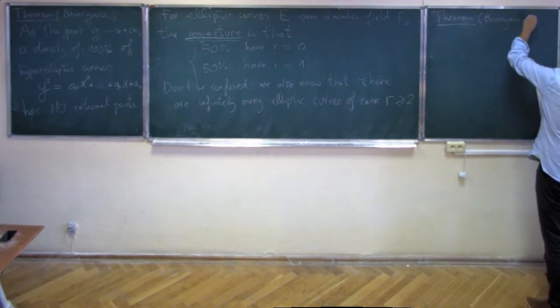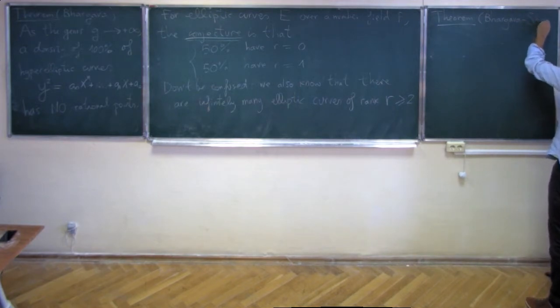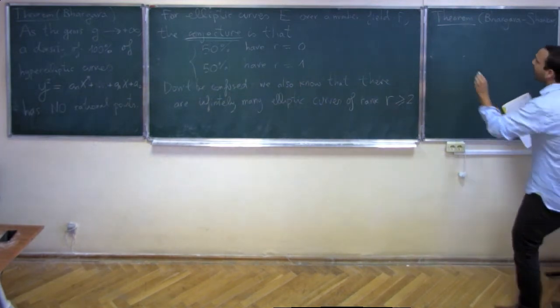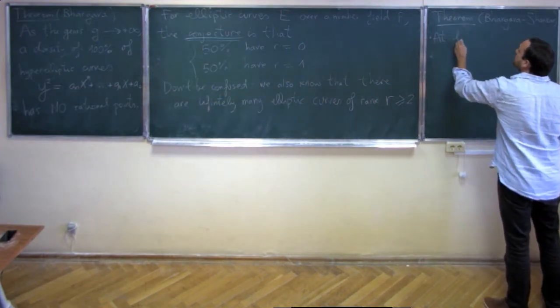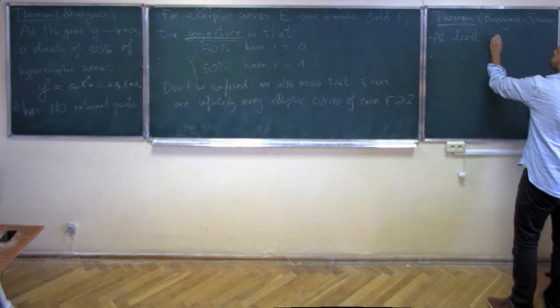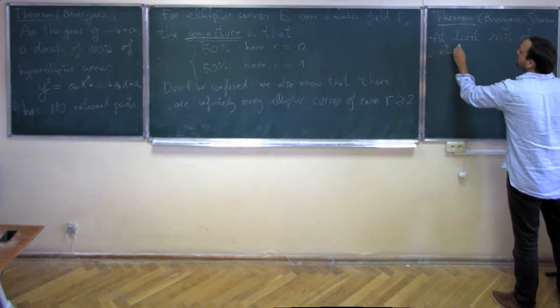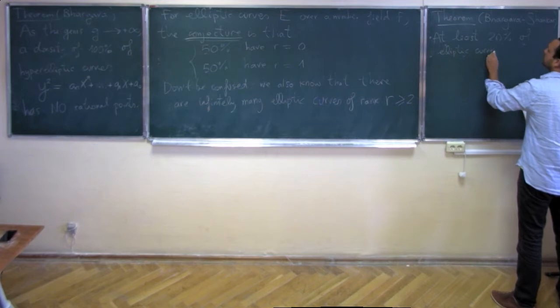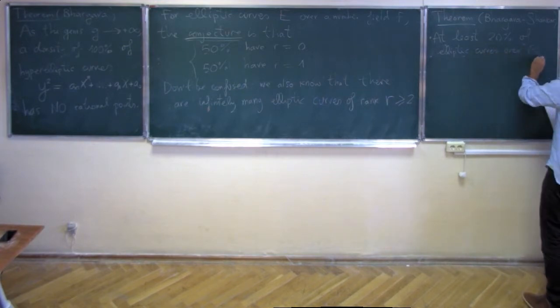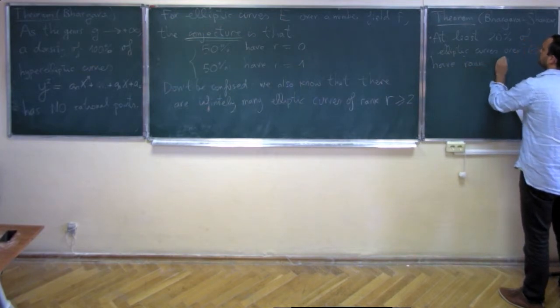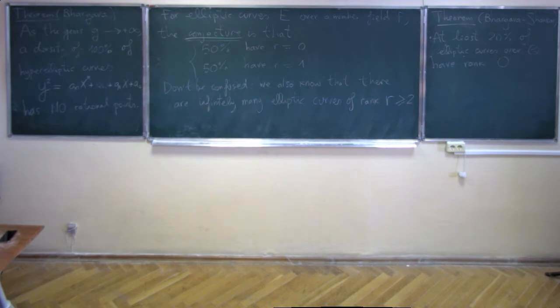He proved this together with his student Arul Shankar, which is the following. At least 20% of elliptic curves over Q have rank 0. Okay, the expectation is that 50% of them should have rank 0 and no more. He proved that at least 20% of them.